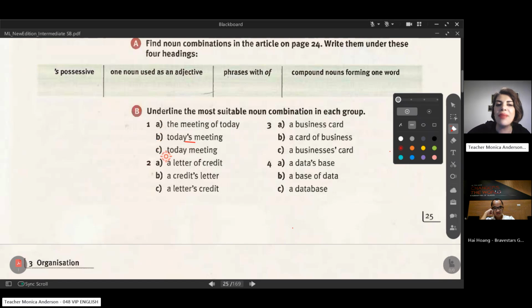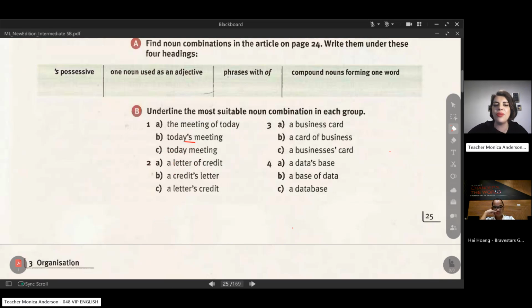When we have A and B and C, which one is the best one? The meeting of today, today's meeting, or today meeting? Which one is not correct, maybe not appropriate to be used? And which one is the best one? The meeting of today is better, today's meeting is better, or today meeting? Which one? I think the meeting of today. Unfortunately, no, today's meeting. So let me say something.